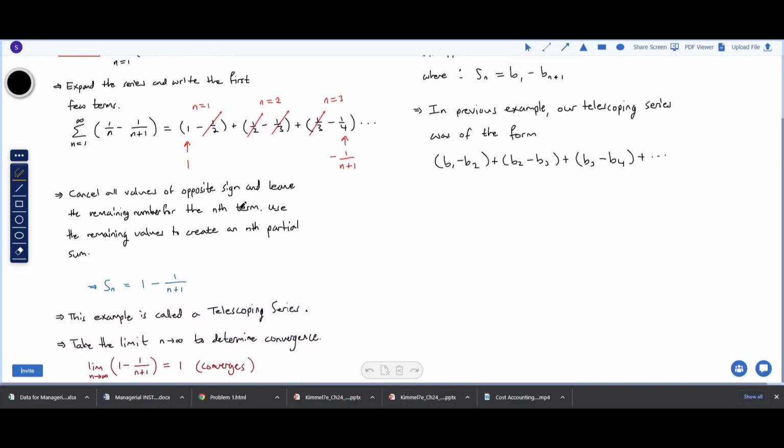All right, so let's do one more example with the telescoping series, and you'll see another kind of pattern that can emerge.